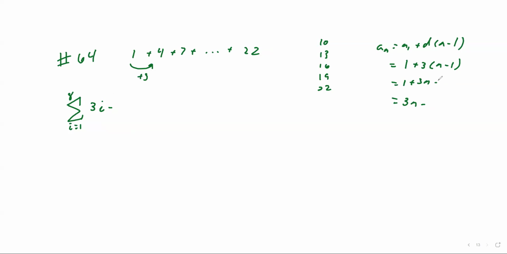3 times negative 1 is negative 3, not minus 2. So then that gives you negative 2. So 3 minus 2. So again, you can check it. 3 minus 2 is 1. 6 minus 2 is 4. 9 minus 2 is 7, and so on and so on. So we know we have a good formula.